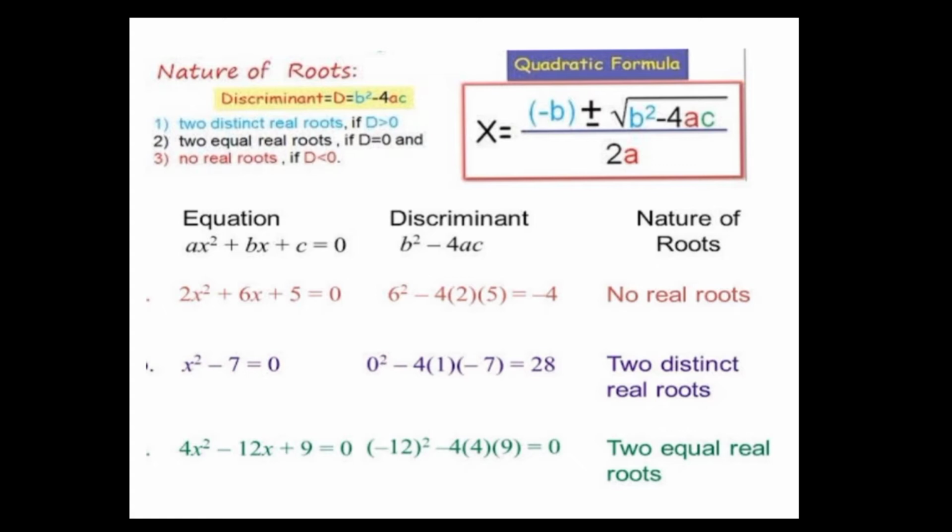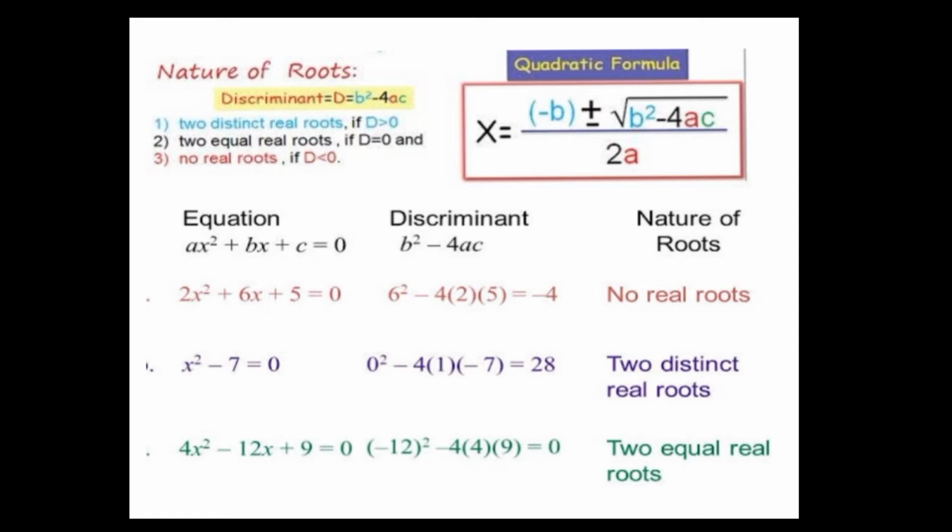And next one we have 4x square minus 12x plus 9 is equals to 0. By substituting all the values, we'll get minus 12 whole square minus 4 bracket 4 into 9. By calculation, we'll get the answer 0. So then we can say we have two equal real roots because we are getting d is equals to 0.